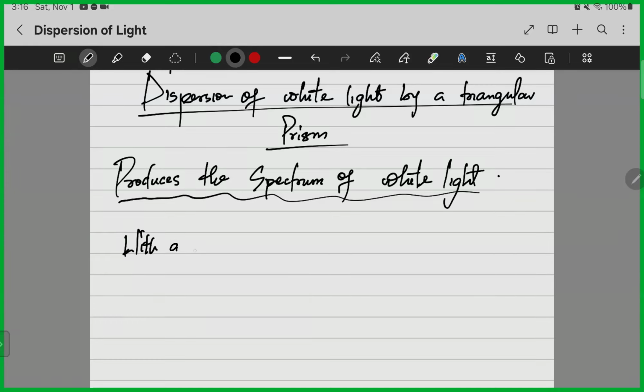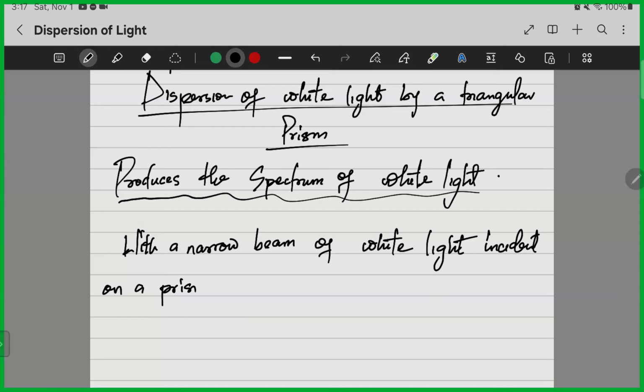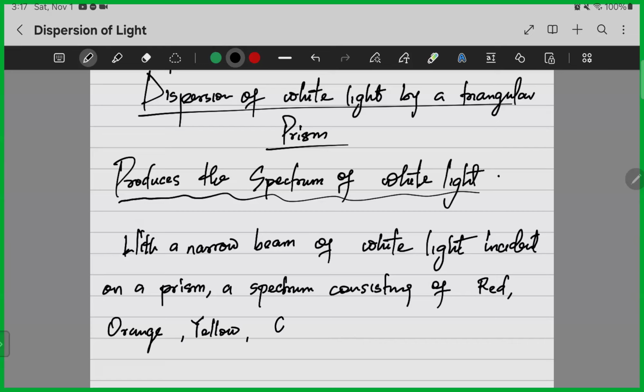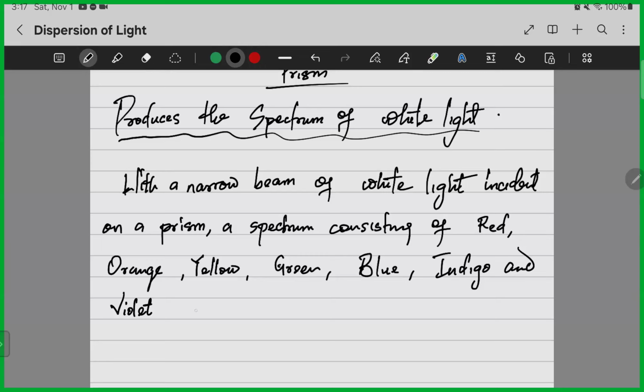With a narrow beam of white light incident on a prism, a spectrum consisting of red, orange, yellow, green, blue, indigo, and violet, popularly ROYGBIV, is produced on the screen.